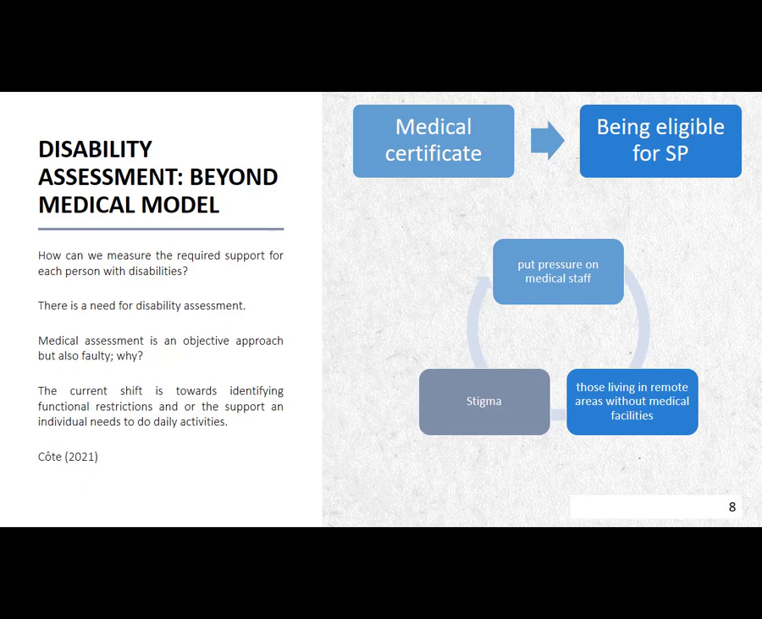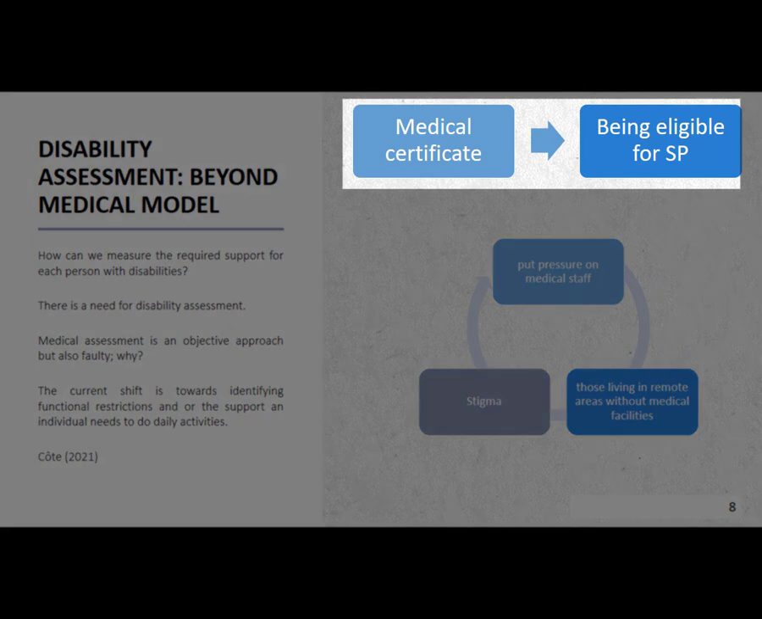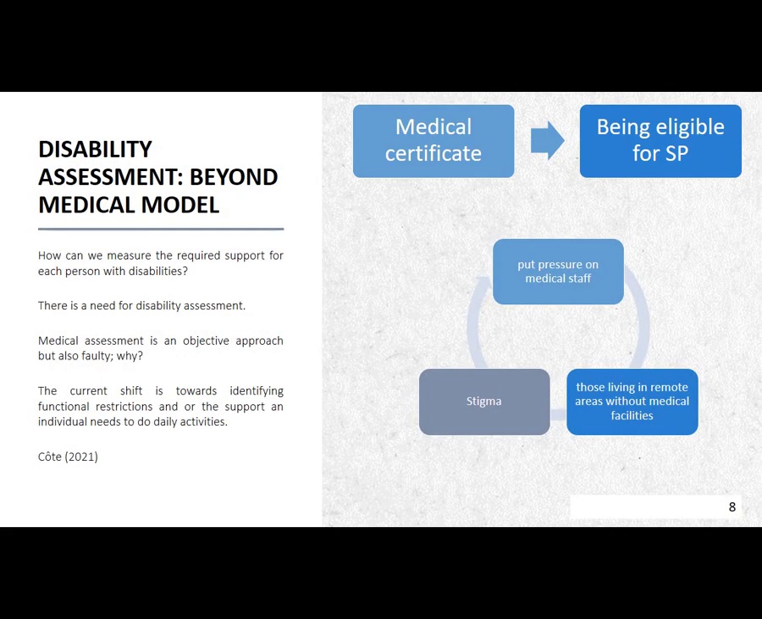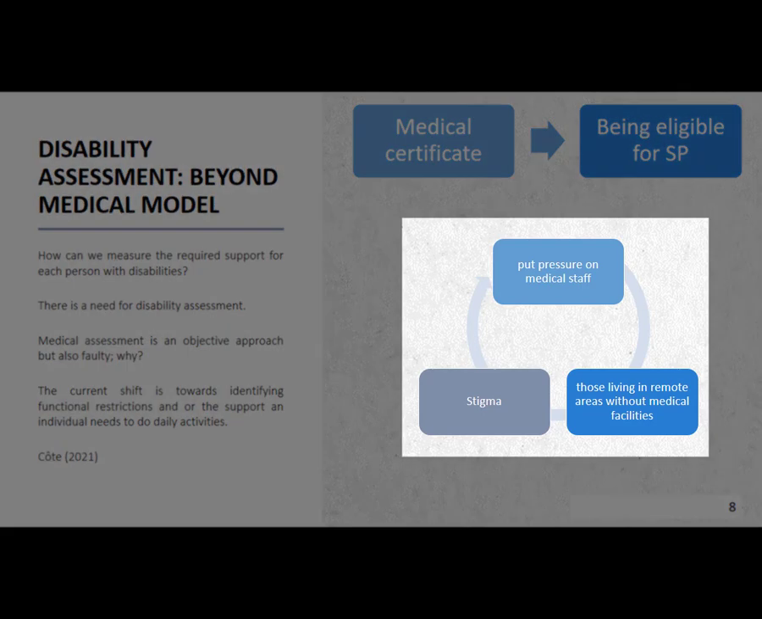Traditionally, people with disabilities should seek a medical certificate to be eligible for social protection schemes. But it has many disadvantages. This approach causes stigma, puts pressure on medical staff, and also those people who live in remote areas without medical facilities face many barriers to get this medical certificate.